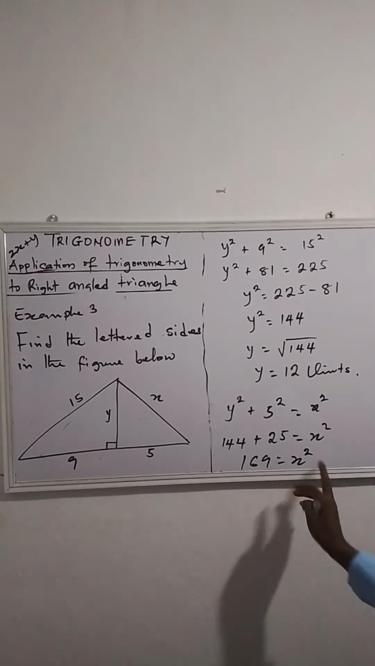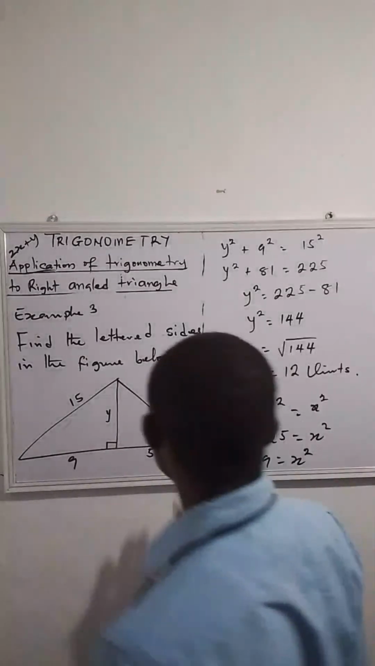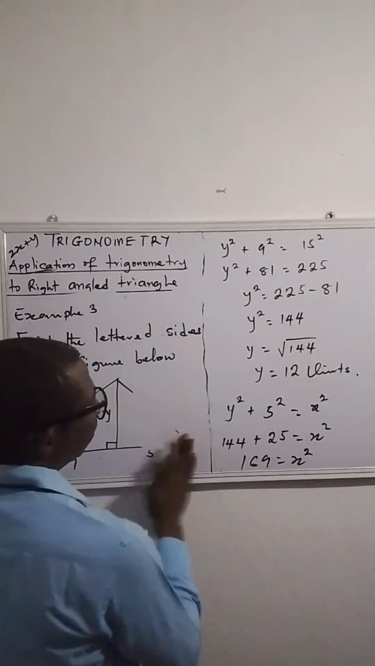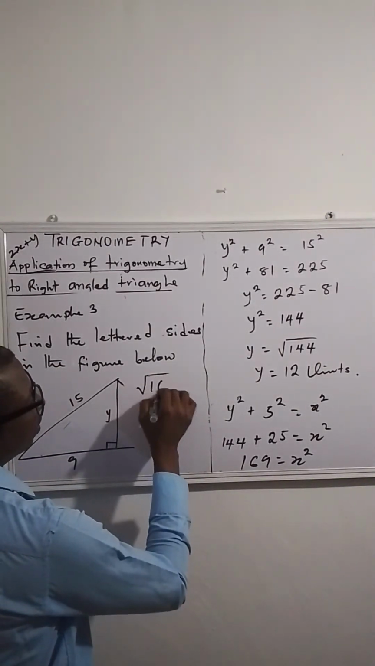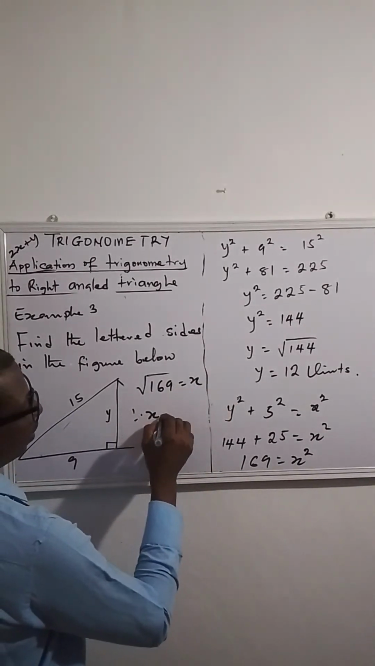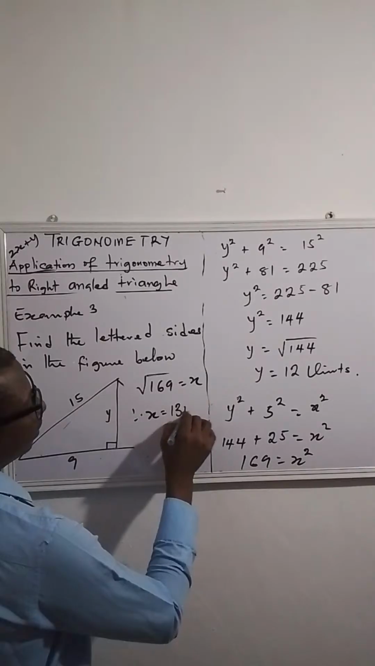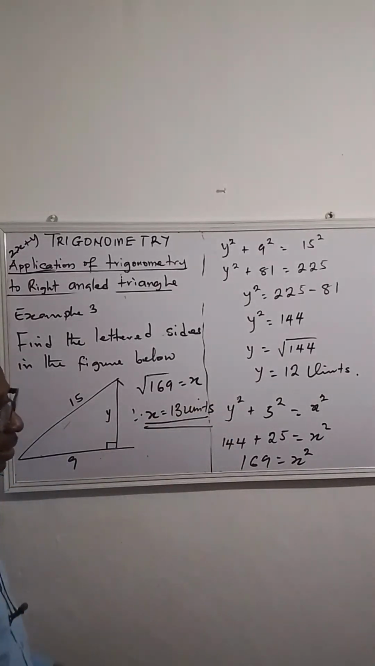So here you can take the square root of both sides. When you take the square root of both sides, what do you have? You have the square root of 169 equals x. So therefore x equals 13 units. 13 units. So this is going to be the answer.